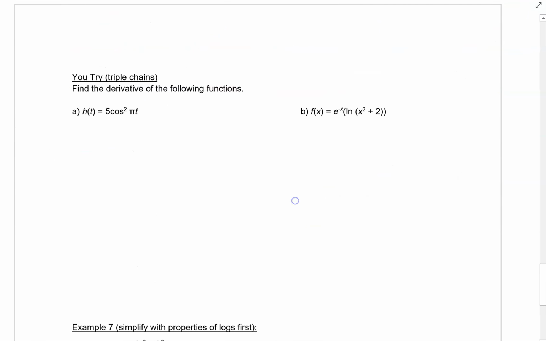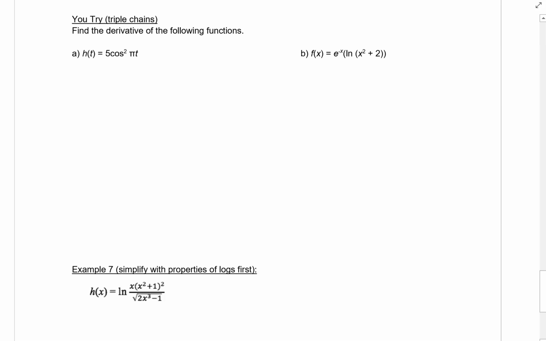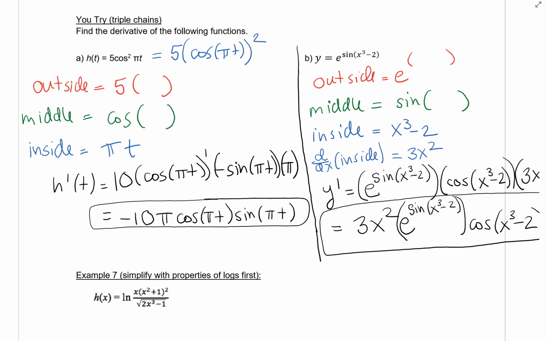Why don't you try a couple triple chains? See if you can identify outside, middle, inside, and find the derivatives accordingly. Okay, so in part A here, hopefully you recognize that the outside part was this constant and power rule. 5 times the blob squared was the outside function. And then the middle function was cosine, cosine of this blob. And then the very inside part was, of course, the pi t that was plugged in here into cosine. So when you're doing your order of derivatives, we start with the outside one.